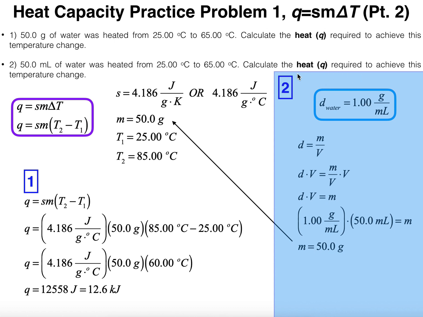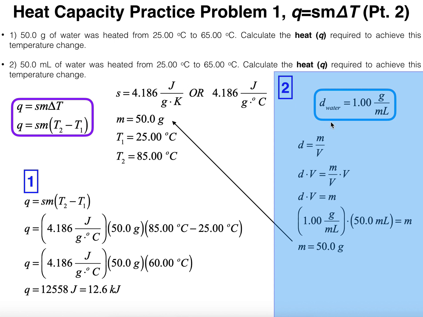But doing this, I can then take that mass that I just found and plug it in with exactly the same information that I used in the first problem. And I'm going to get exactly the same result because all the temperature changes are the same and the specific heat's the same. So I just wanted to show you there what would happen if instead of giving a mass of water or whatever substance, you're given a volume.